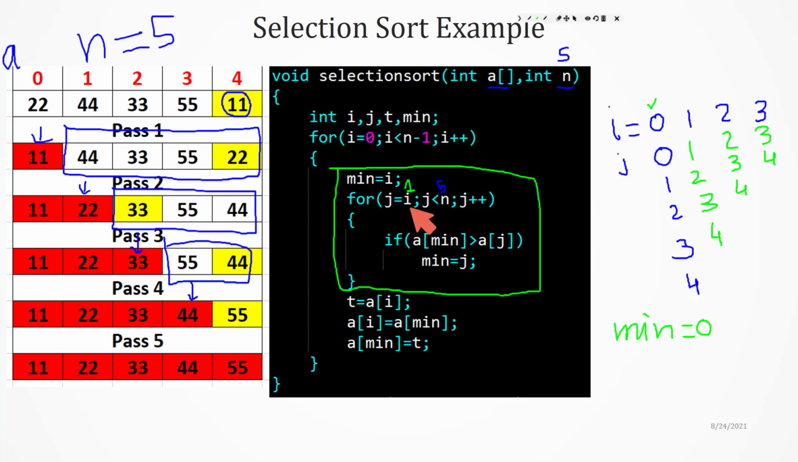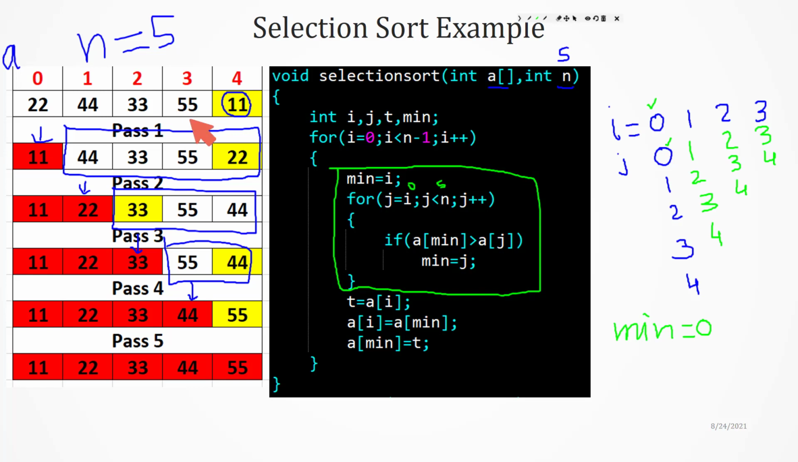For j equal to i, j less than n. i is 0, n is 5. So it will execute for 0, 1, 2, 3 and 4. For j values 0, 1, 2, 3, 4, it will execute these things. A of min, consider this one, A of min. Min is 0. A of 0 is greater than A of j. j is also 0. 22 greater than 22? Anyway, it is false. So these two statements will not execute.